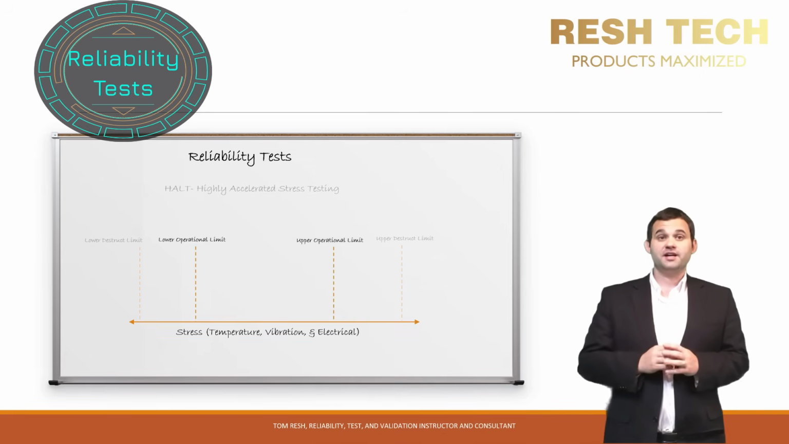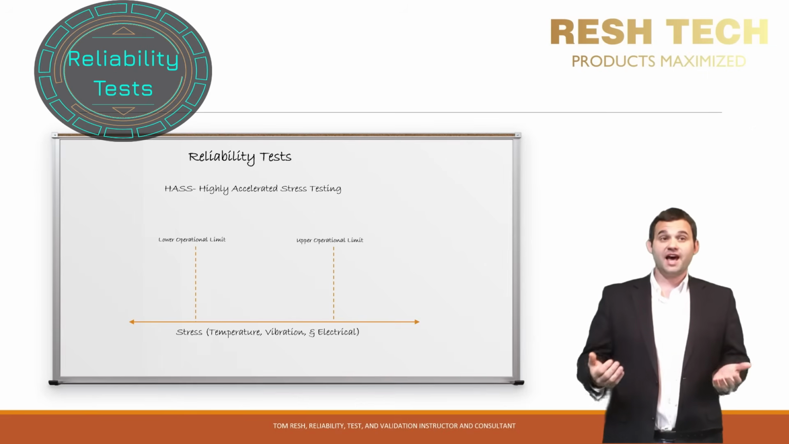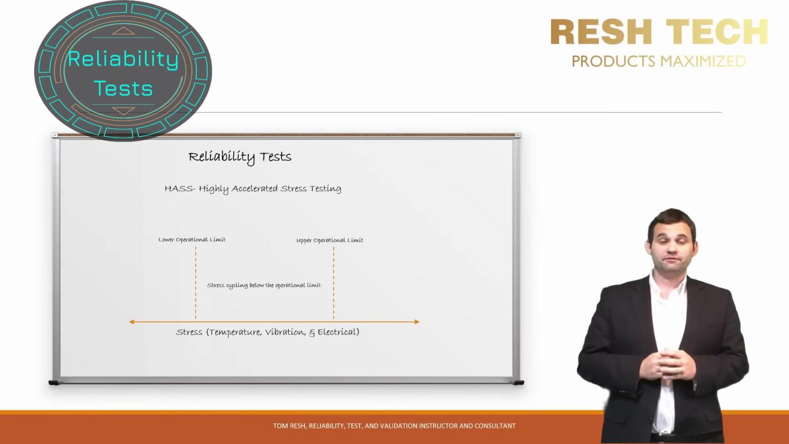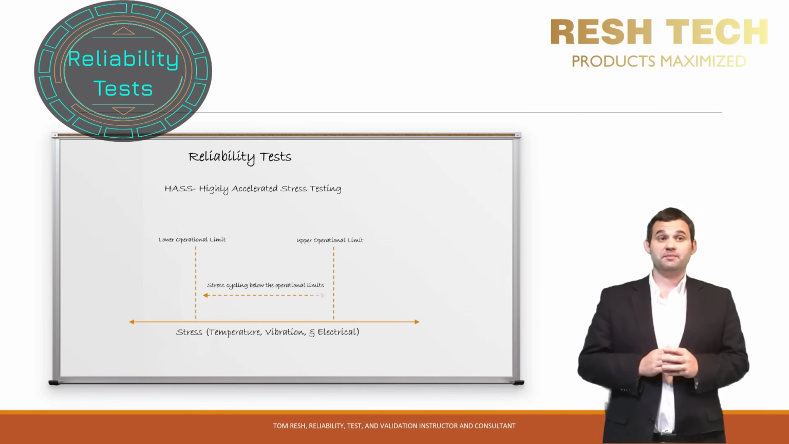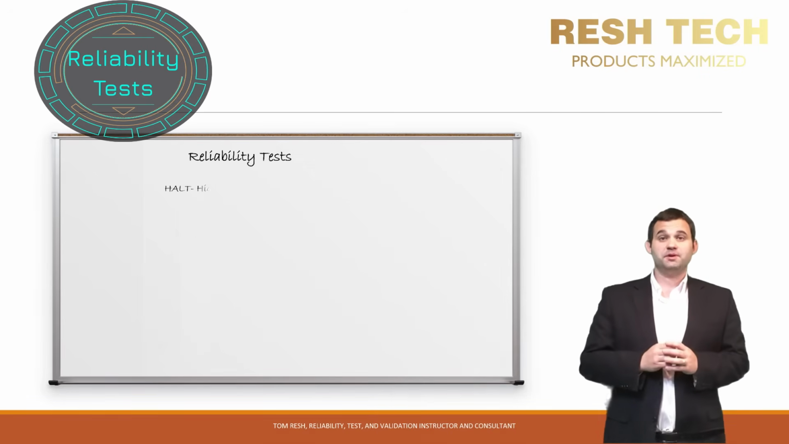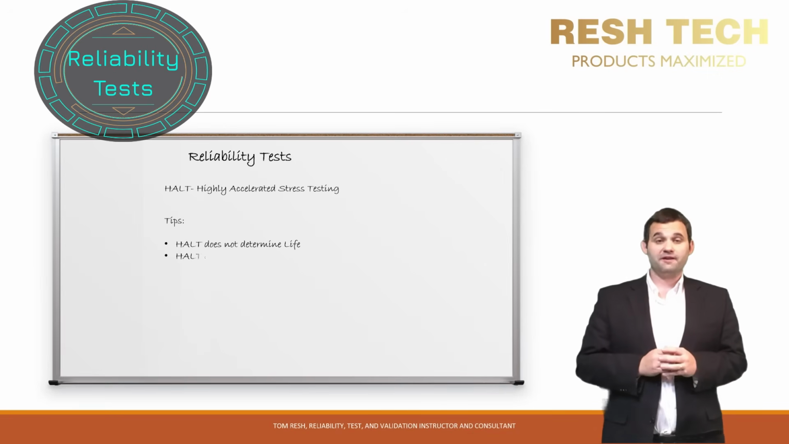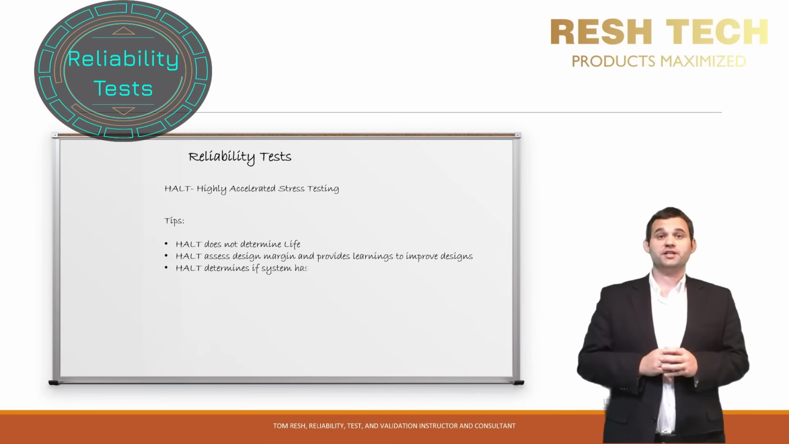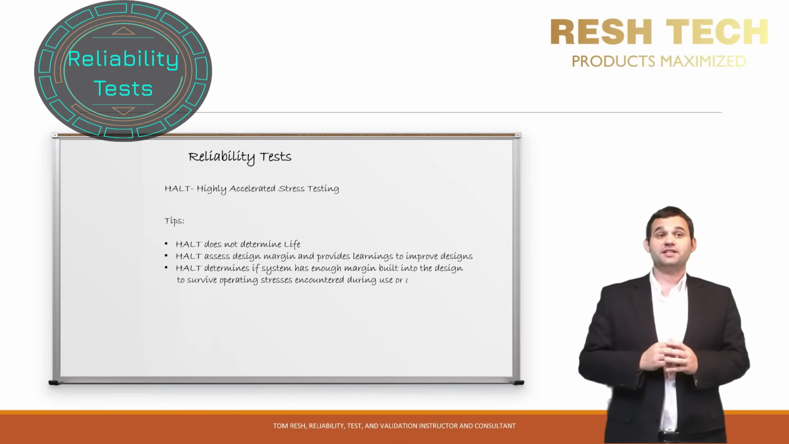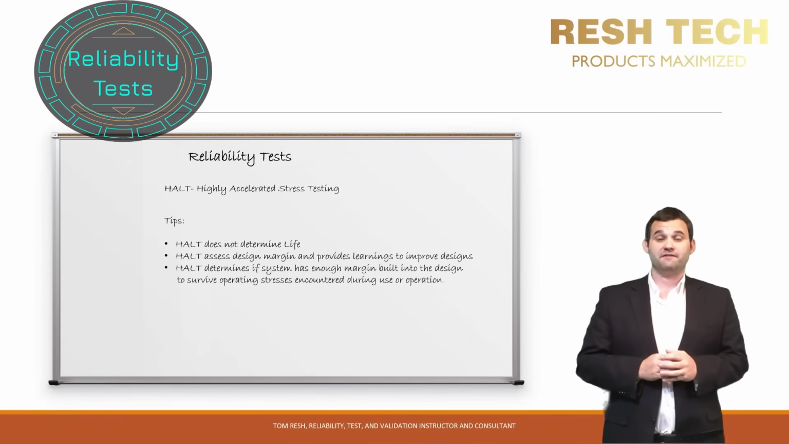You can use this data to derive a HASS test that can be used as a production end-of-line test to identify latent defects. Keep in mind, however, HALT cannot be used as the only test to assess your system's long-term reliability. Here are a few things to keep in mind with HALT testing. HALT does not determine life, only design margin. HALT assesses design margin and provides learnings to improve designs, but does not give you an MTTF or MTBF value.